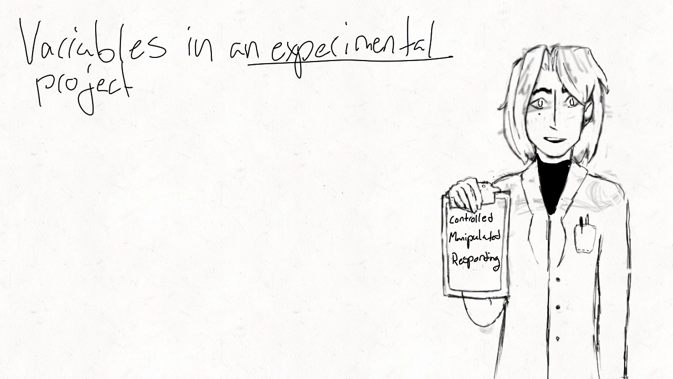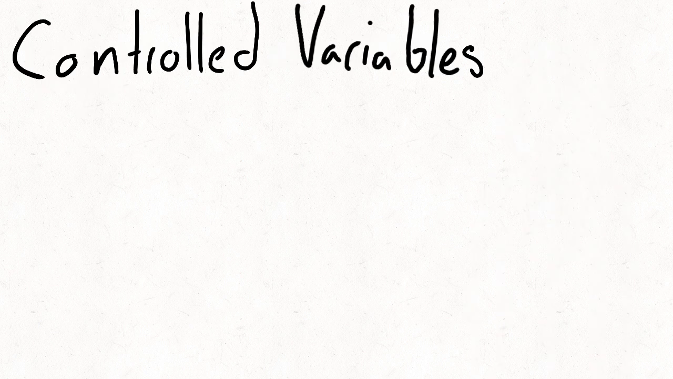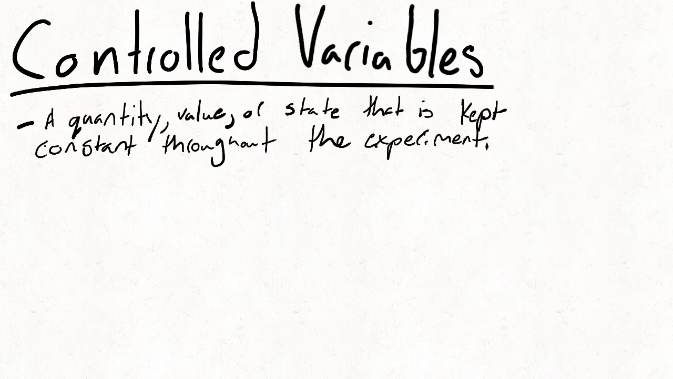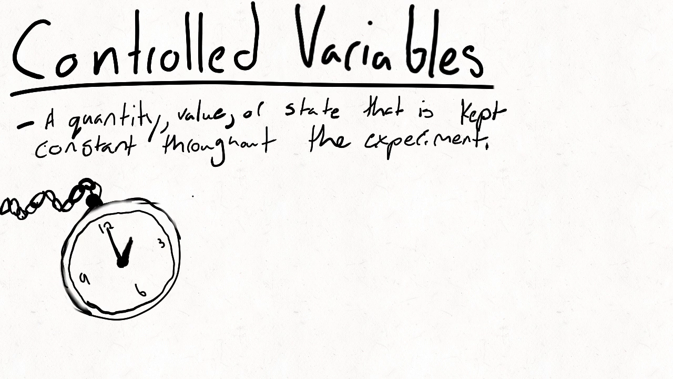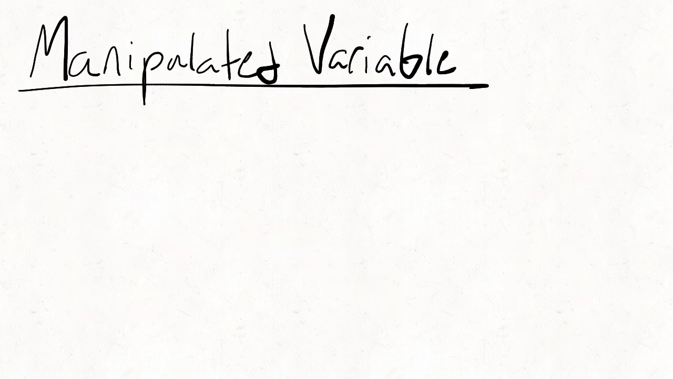Now that you have your testable question and hypothesis, let's move on to the variables. In an experimental project, there are 3 different types of variables. It's important to know what they are and what they mean to your project in particular. The first type of variable is a controlled variable. A controlled variable is the quantity, value, or state that is held constant throughout the experiment. These are the things that you keep the same in the experiment. For example, the time for growth, temperature, and amount of water given to plants may be some of the controlled variables in this experiment.